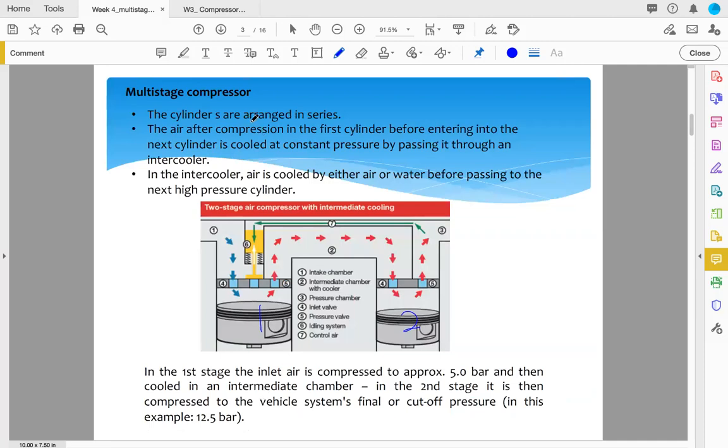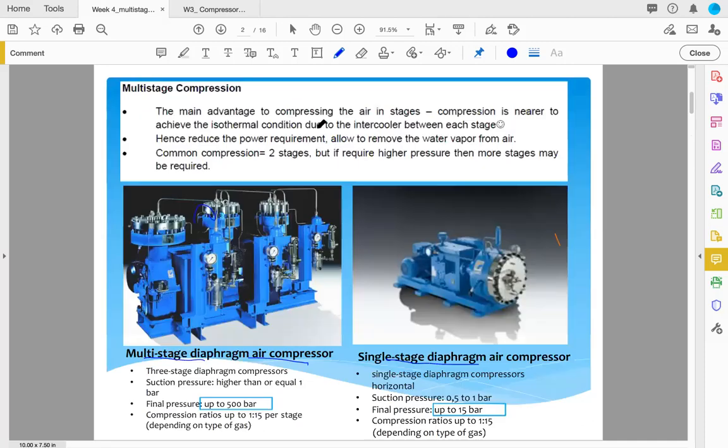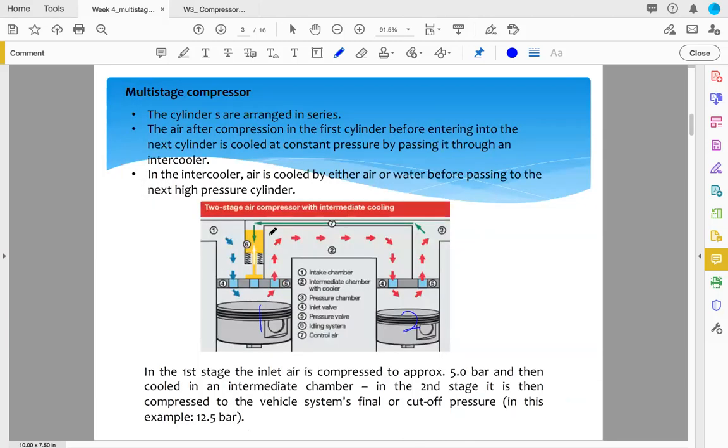Normally, multi-stage compressors are arranged in series. In series means after this one, you send it here, and then continue to send to another one. The air after compression in the first cylinder is cooled at constant pressure by passing through an intercooler before entering the next cylinder. The intercooler works like a heat exchanger. The air is cooled by either air or water, depending on what type of heat exchanger you're using, before passing to the next high pressure cylinder.